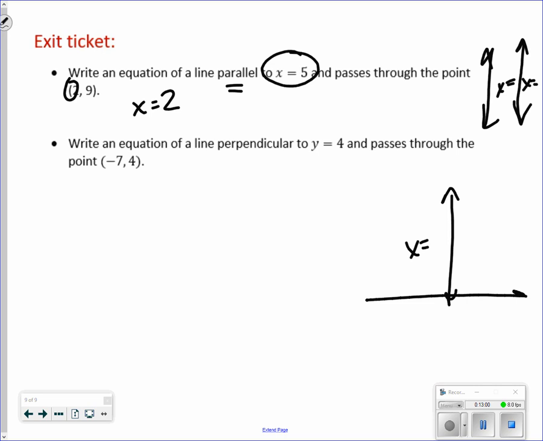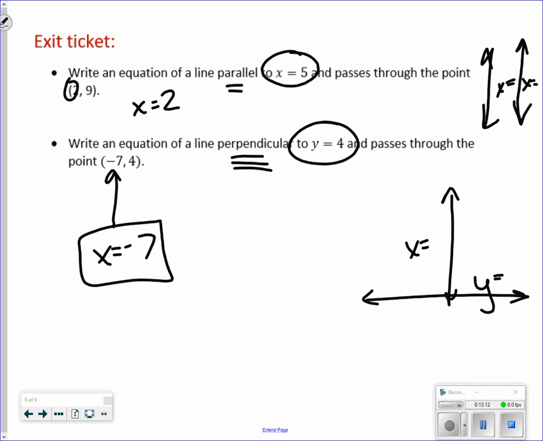Now, any x equals line is perpendicular to any y equals line. So if I had y equals 4 and I wanted to write an equation that's perpendicular, I would need an x equals line. So again, all x equals number lines are parallel, and all x equals and y equals lines are perpendicular.